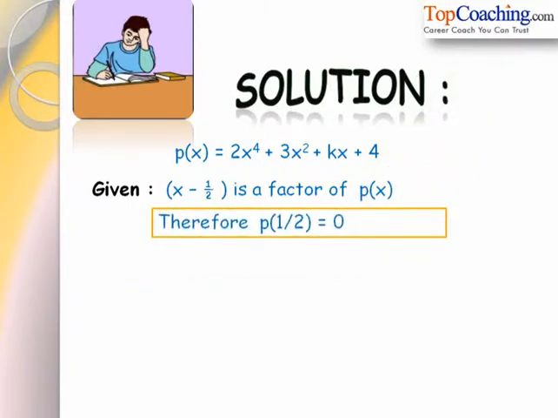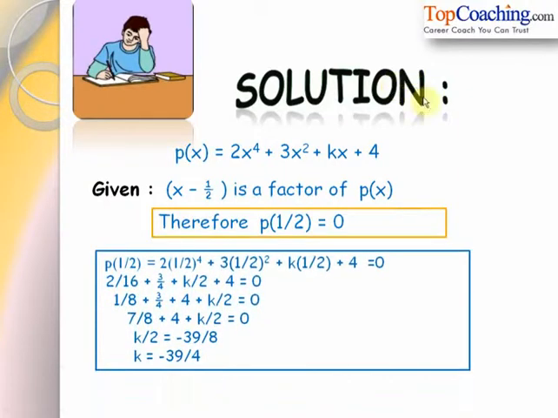Therefore from the factor theorem, if x minus 1 by 2 is a factor of p of x, then p of 1 by 2 should be equal to 0. Thus the value of polynomial when x is equal to 1 by 2 should be equal to 0. Now p of 1 by 2 would be equal to, we simply replace x by 1 by 2 and get 2 into 1 by 2 to the power of 4 plus 3 into 1 by 2 square plus k into 1 by 2 plus 4, and this should be equal to 0.